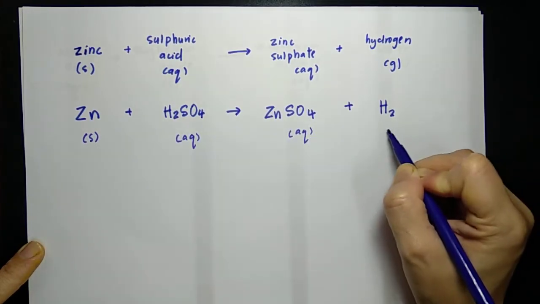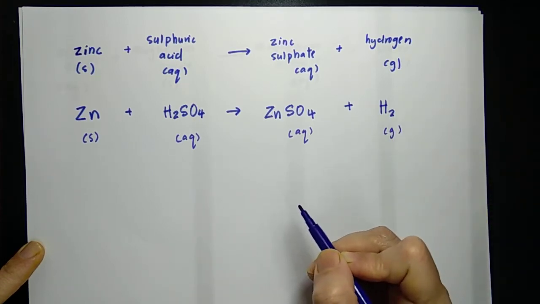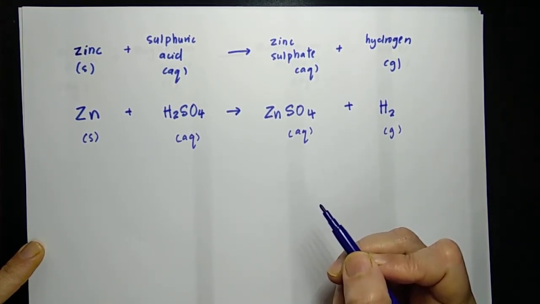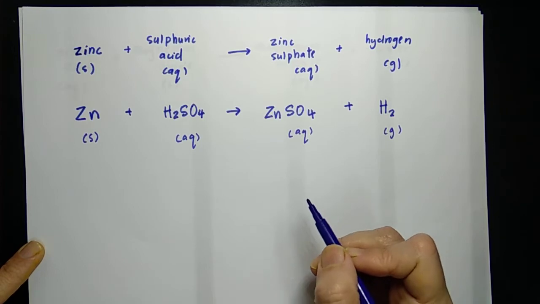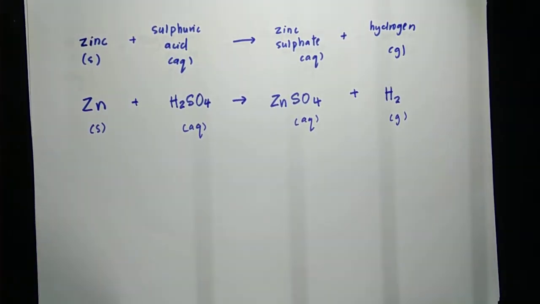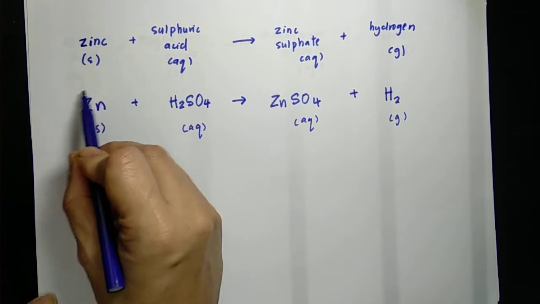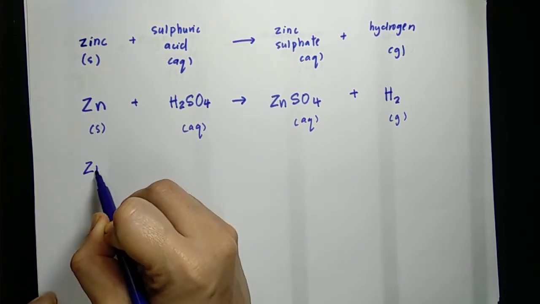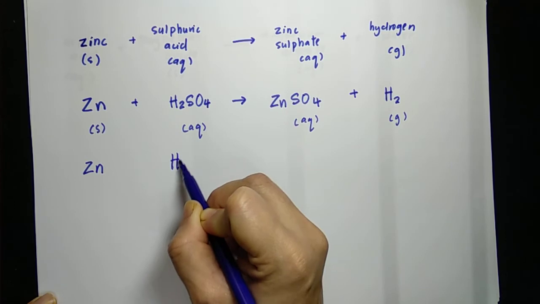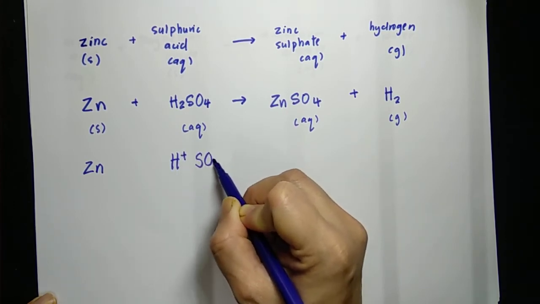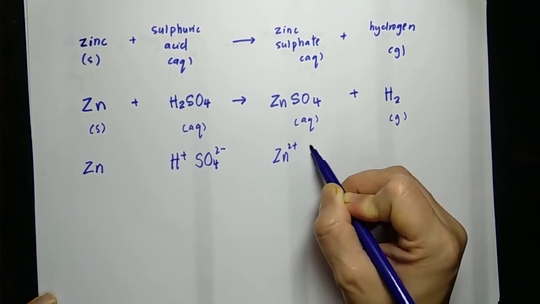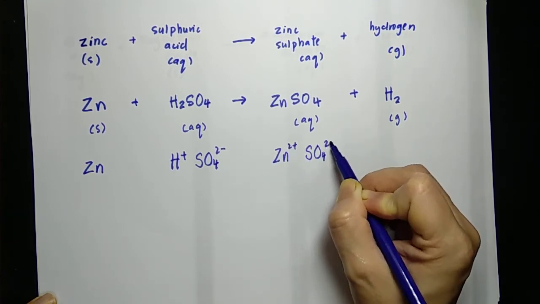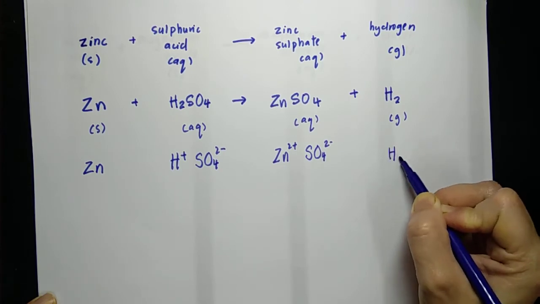In the exam, when do we need to put in state symbols? When the question says to include state symbols. Generally for SPM or IGCSE questions, you don't have to worry about that unless they specifically ask you to do so. Now let's do the same thing we did just now. Zinc is just an element. Sulfuric acid is hydrogen ion and sulfate ion. Zinc sulfate is zinc ion and sulfate ion. And hydrogen is hydrogen gas.